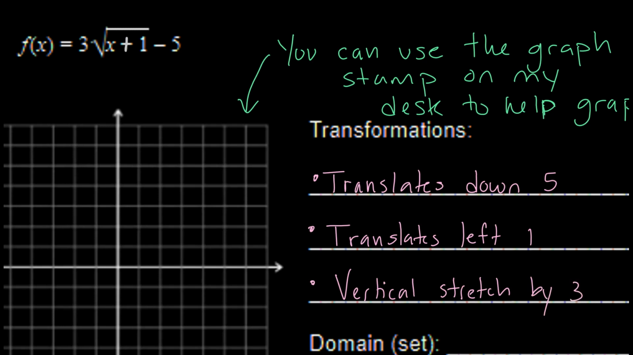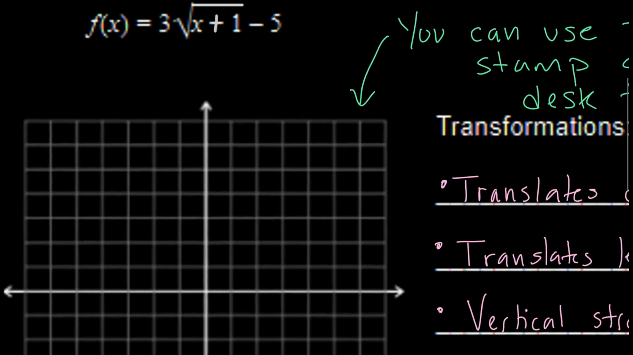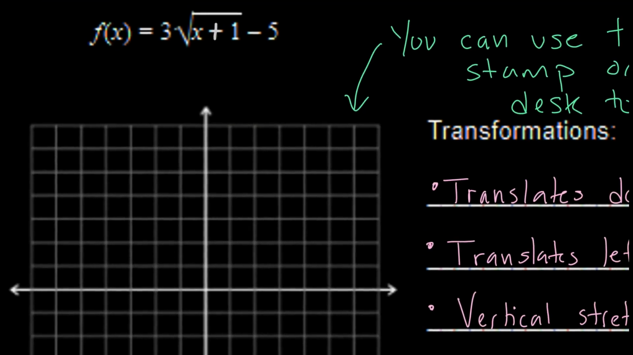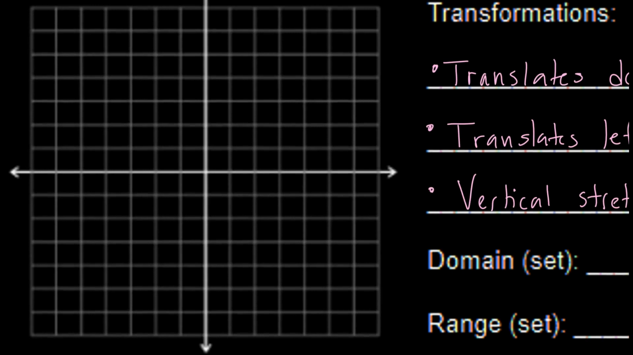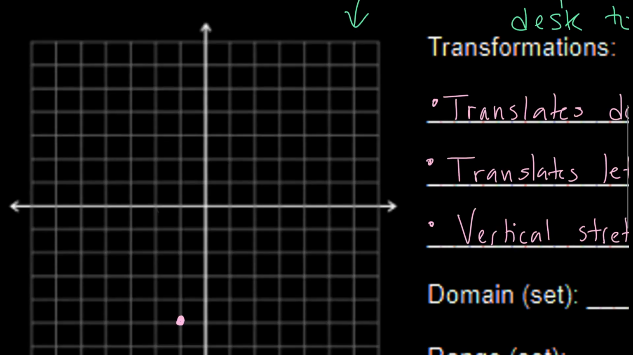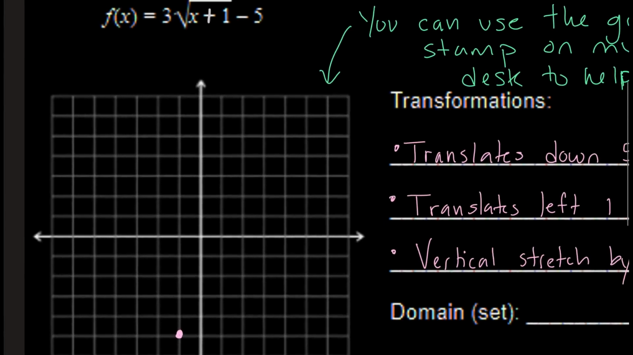Now we know that the radical parent function, the square root parent function, starts at 0, 0. But this function has translated where? Where is it moved? Down 5, left 1. So our starting point, we go down 5, left 1. That's our initial point. Has this been stretched or compressed? Yes, it's been stretched by 3.